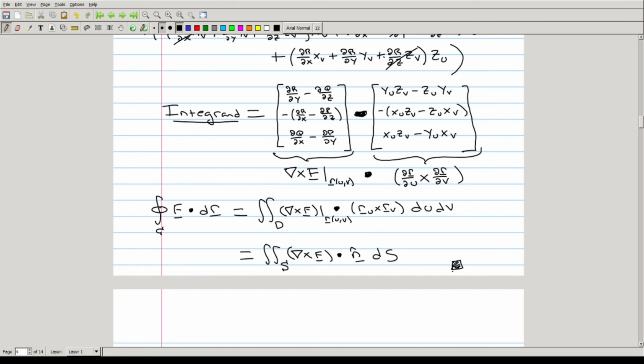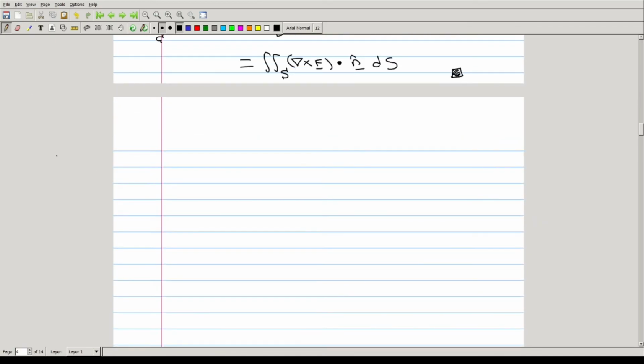So this concludes the proof of the general Stokes theorem for this type of surface. So a nice, simple parameterized surface like this. Now, this can be directly extended to, and this is an important note, the above proof is only for a single parameterized surface.